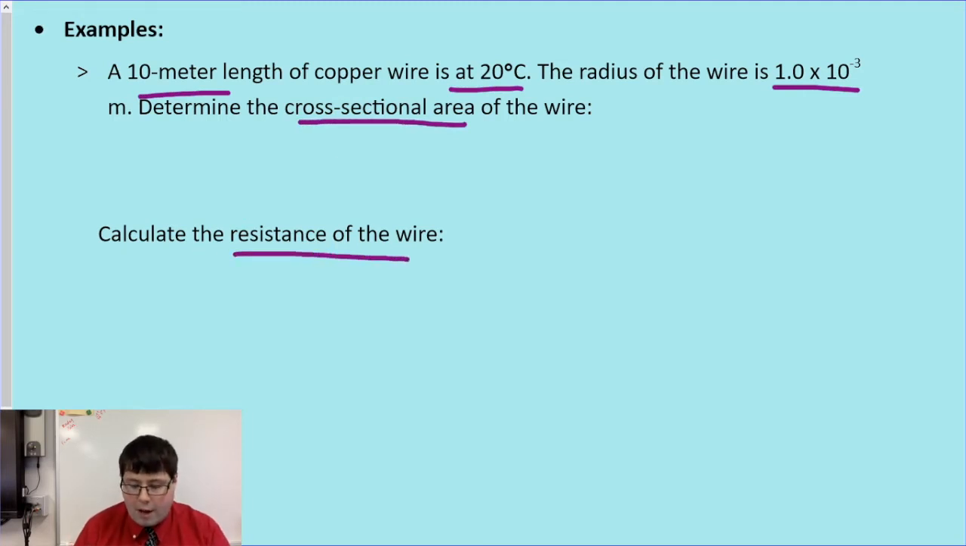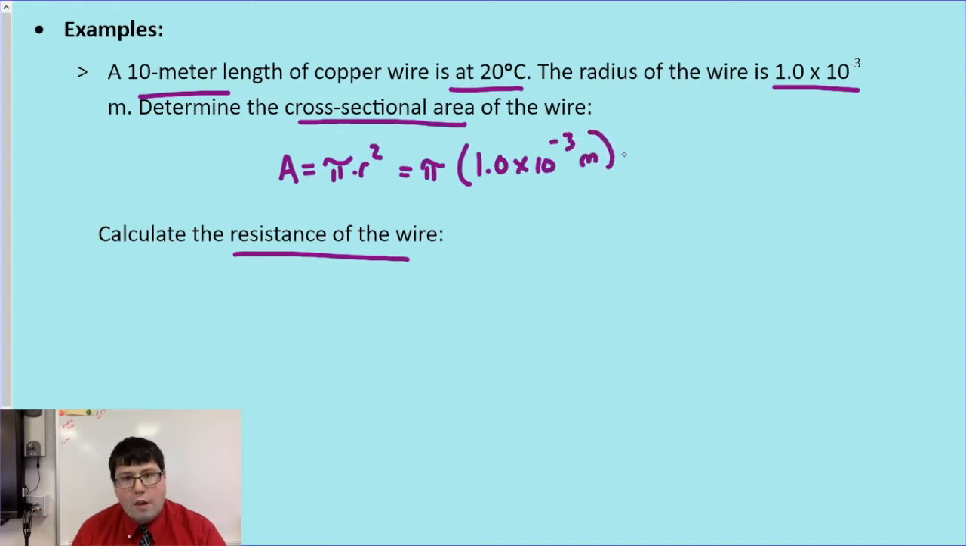Well, remember that cross-sectional area for a wire, A, is equal to pi times r squared. We know pi is 3.14. You can just do that in your calculator. Plug in our r as 1.0 times 10 to the minus third meters. Solving that out in your calculator, I get 3.14 times 10 to the minus sixth meters squared as my area.